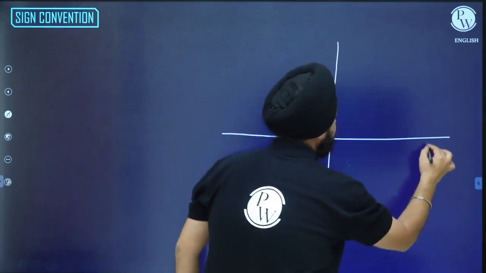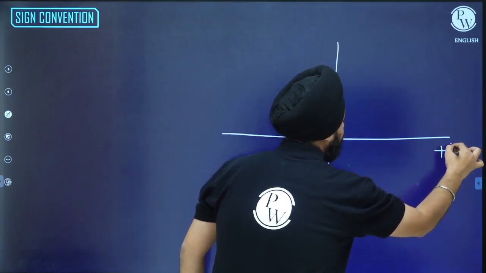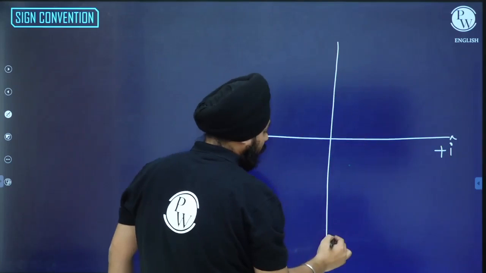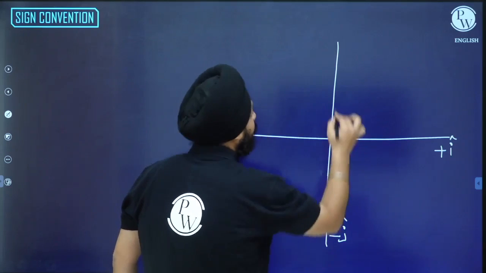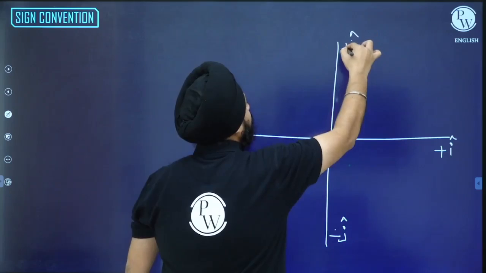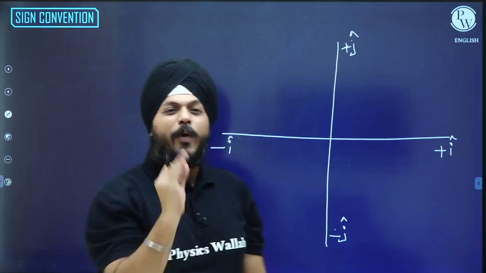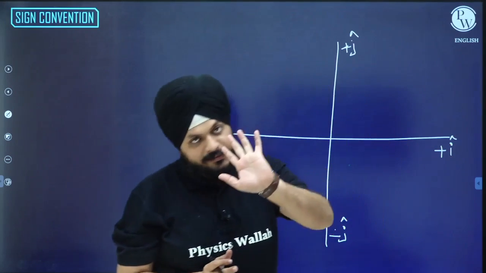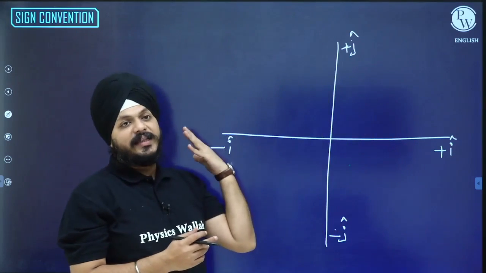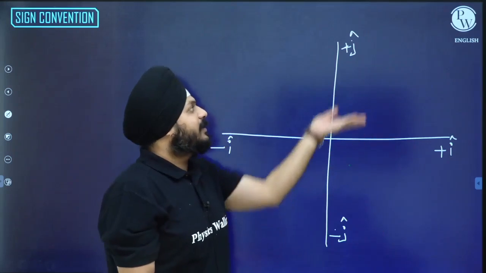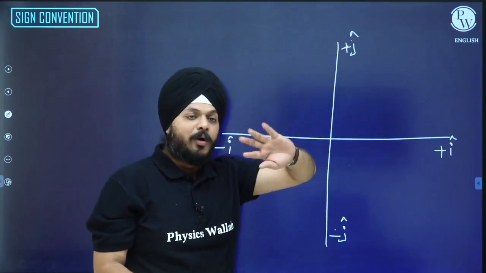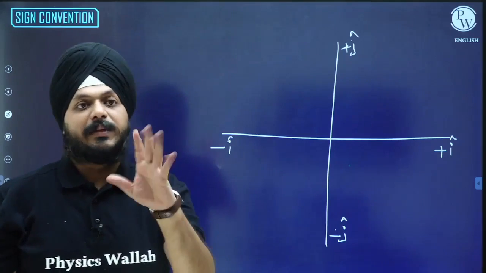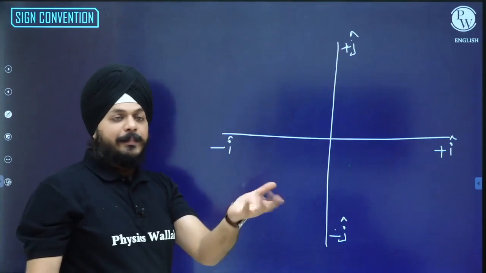Simple. This is a Cartesian XY plane. Plus i, negative i, the two x's I'm talking about, negative j, positive j. Very simple thing. If a vector is directing towards the positive i, we will take it as positive. If a vector is directing towards the negative i, we will take it as negative. If a vector is directing towards the positive j, we will take it as positive. If a vector is directing towards the negative j, we will take it as negative. Very simple. Let us take an example for that.